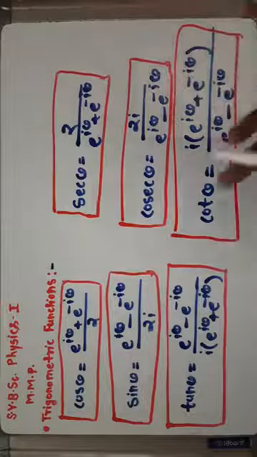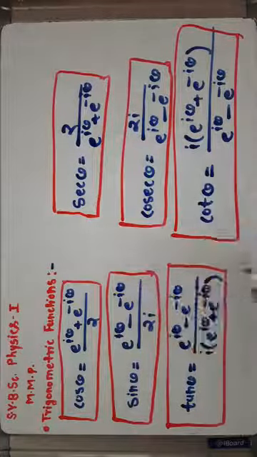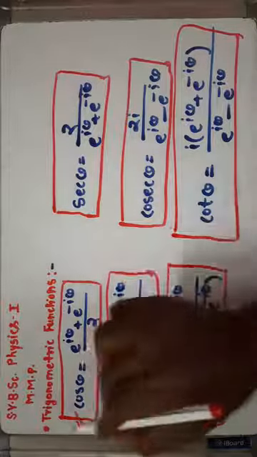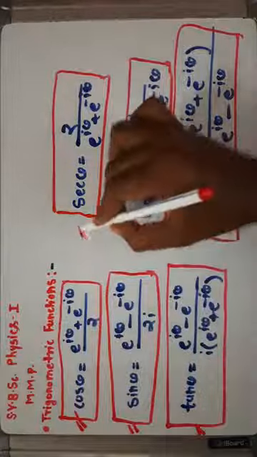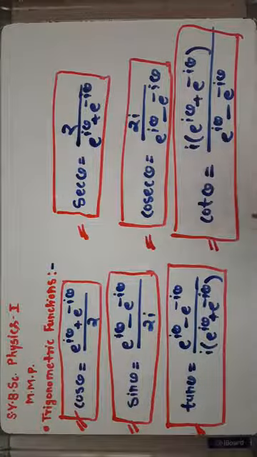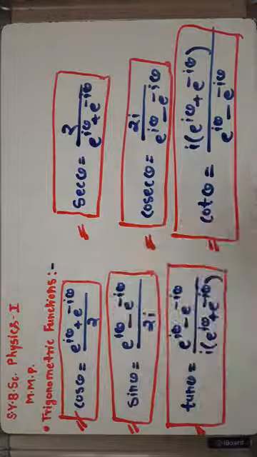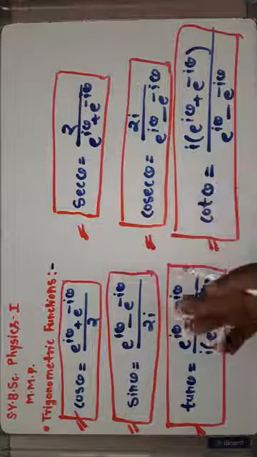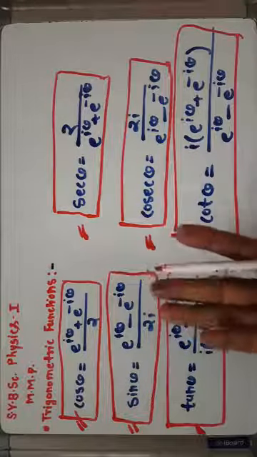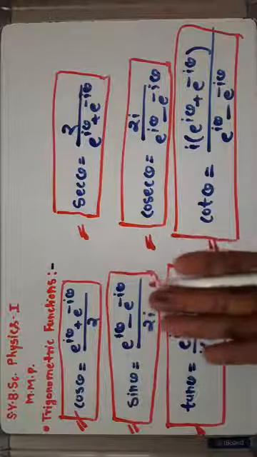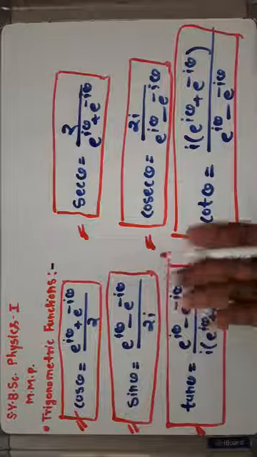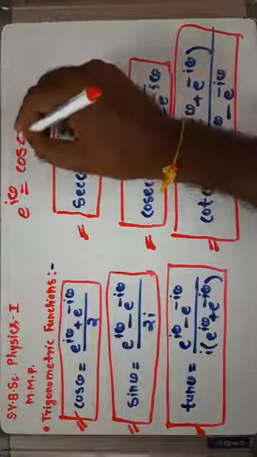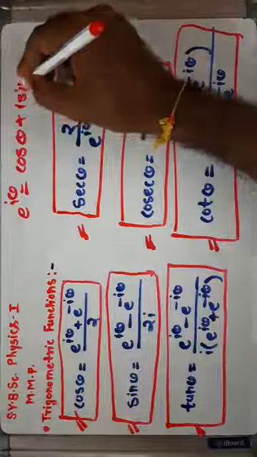You must remember all these formulas for the trigonometric functions by heart. This is very important. That means you must remember what cos theta, sin theta, tan theta, sec theta, cosec theta and cot theta are. Okay, it is very simple, just using Euler's formula, that e raised to i theta is equal to cos theta plus i sin theta.